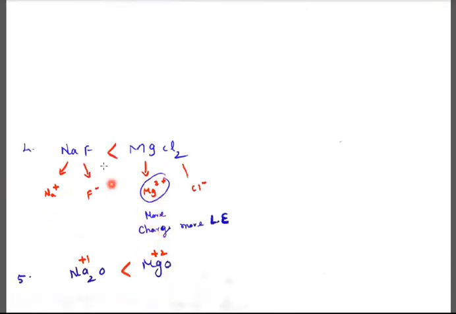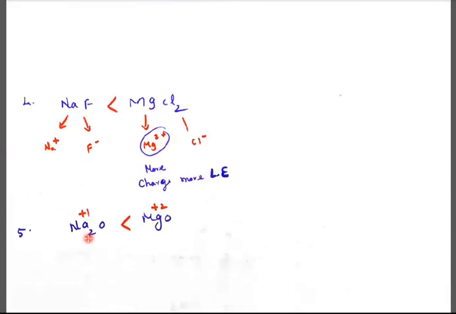Next example, sodium fluoride and magnesium chloride. Here we have Na plus and F minus, and in MgCl2 we have Mg 2 plus and Cl minus. We should give more priority to the higher charge, more lattice energy. So MgCl2 is greater than NaF. Next example, Na2O and MgO. Magnesium has plus 2 valency, sodium has plus 1 valency, and the anion, oxygen, is the same. So only the cation is different. So the cation with plus 2 is a greater charge, giving greater lattice energy than plus 1.